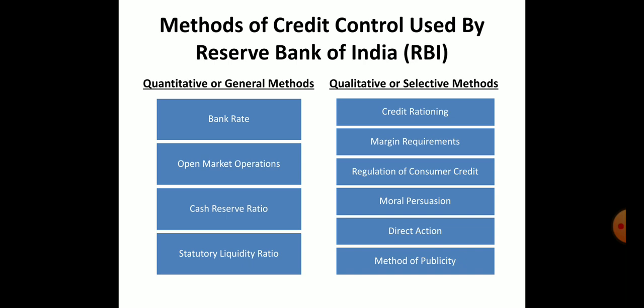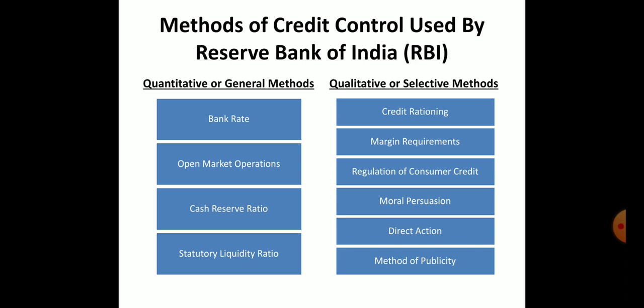There are basically two methods. One is quantitative or general methods. The second is qualitative or selective methods. In quantitative methods, there are four methods. One is bank rate, second is open market operations, third is cash reserve ratio, and the fourth method is statutory liquidity ratio.